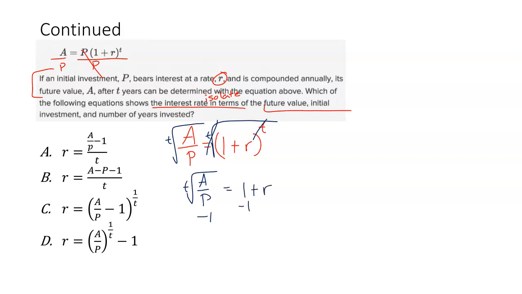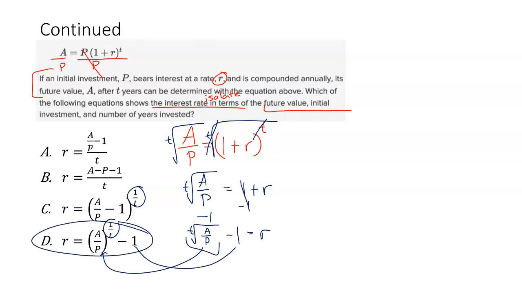We end by subtracting 1, but that 1 will not be inside the radical. So we'll have minus 1 on the outside. That's going to equal our R. We look at our answer options and we see none of them have radicals, but we can remember that radicals can be written with fractional exponents. A over P is what's in our radical. So the Tth root of A over P will be equivalent to A over P to the 1 over Tth power. And then the negative 1 is right here, leaving us with answer D.